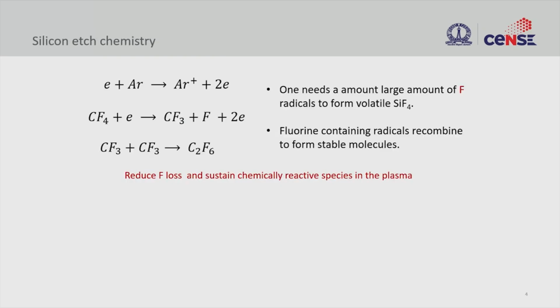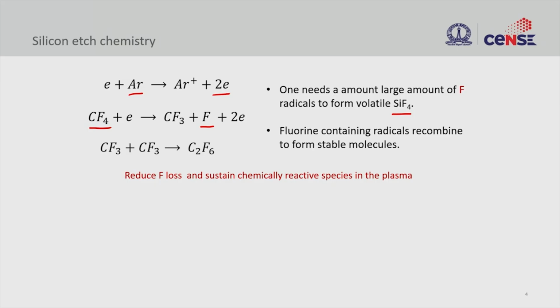First of all, let's look at silicon. Silicon etch is primarily done through tetrafluoromethane, CF4, which supplies fluorine. Fluorine is the species that reacts with silicon to make a volatile product, in this case SiF4. As we already discussed earlier, argon, the diluting or noble gas, is primarily used to supply a large number of electrons, which helps in dissociating the etch gas to create radicals.